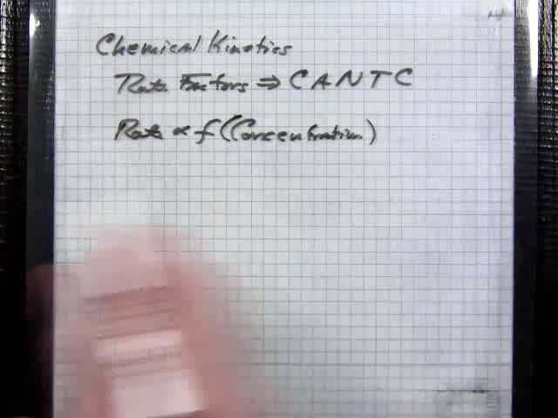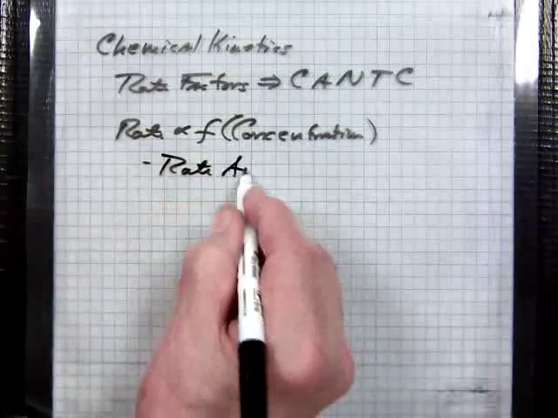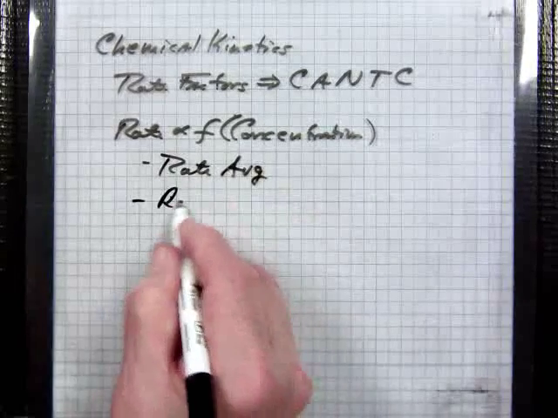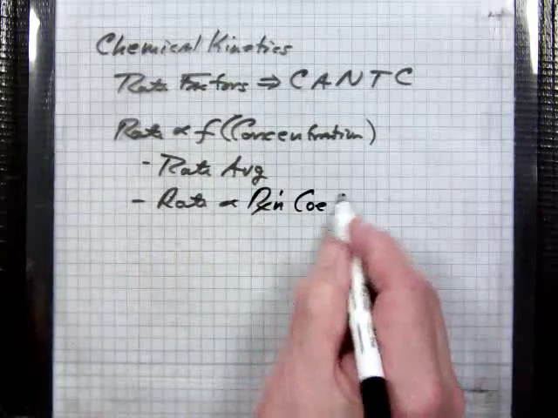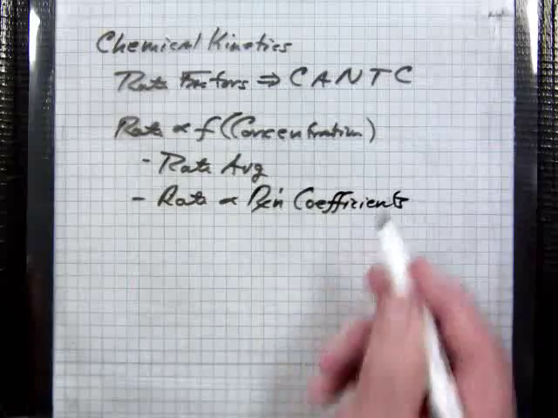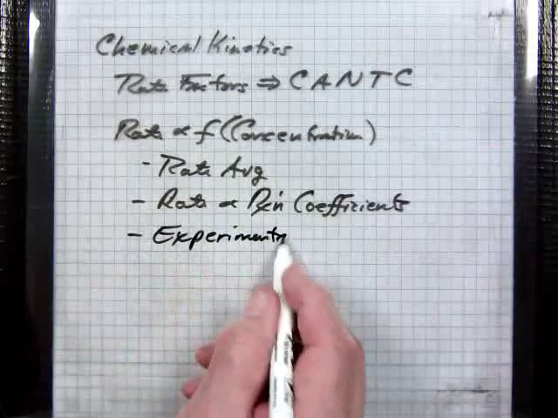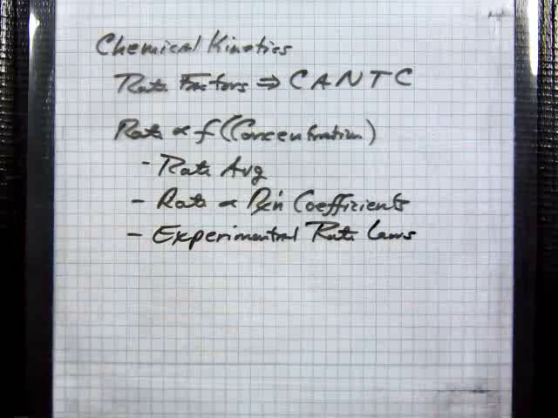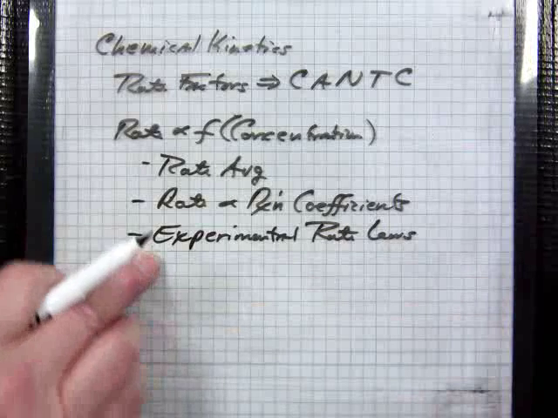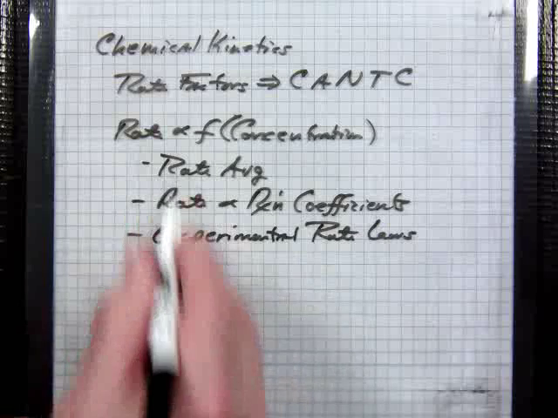Well, the areas that we need to look at, of course, are rate average, rate proportional to reaction coefficients of the balanced equation, and experimental rate laws, where we define the rate trends and rate constant. Now, the experimental trends, the orders of reaction, can only be determined by experiment. So that's where we are now.